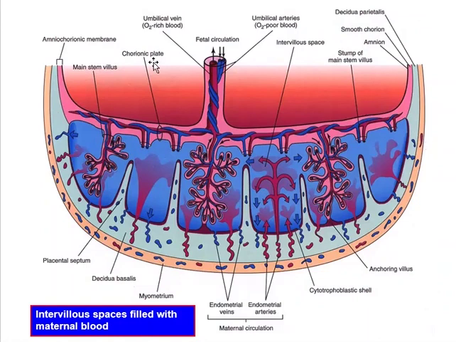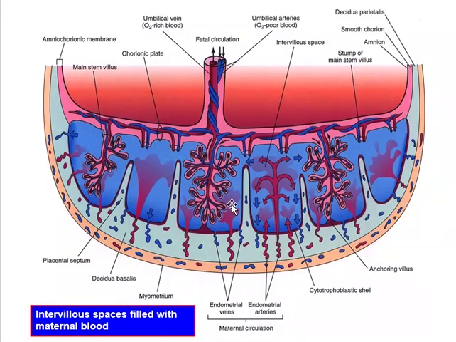Here, you can see the placenta, the fetal side, the maternal side. Those are the cotyledons here. The decidua basalis, rich in spiral endometrial arteries and veins. And here we have the villi or tertiary villi and intervillous spaces, which are rich in maternal blood.